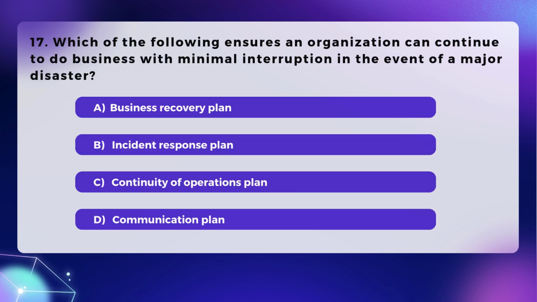Which of the following ensures an organization can continue to do business with minimal interruption in the event of a major disaster? A. Business recovery plan. B. Incident response plan. C. Continuity of operations plan. D. Communication plan.